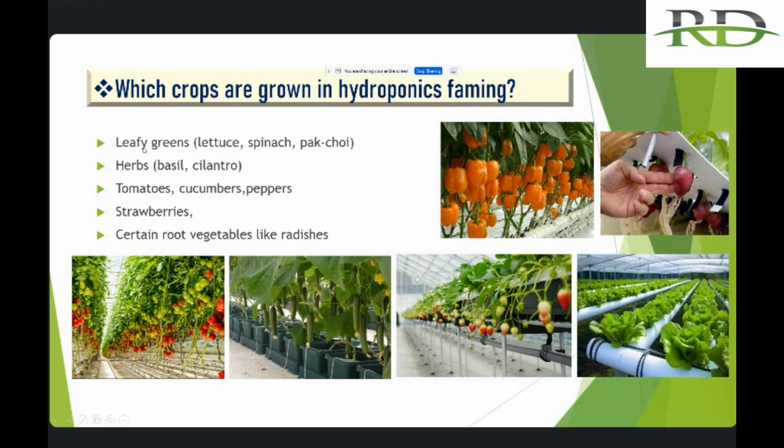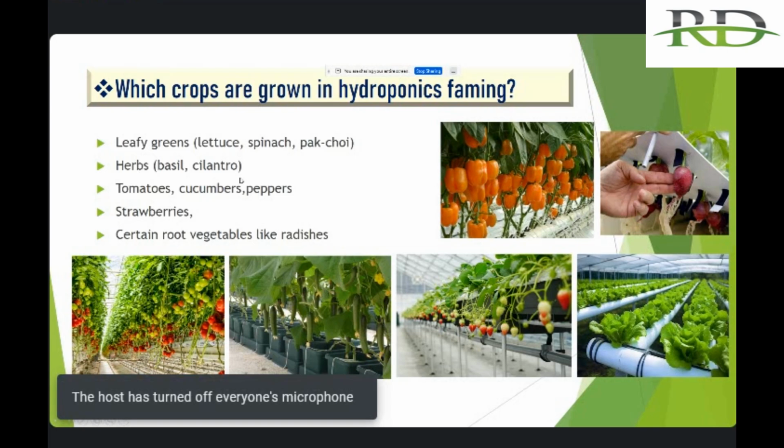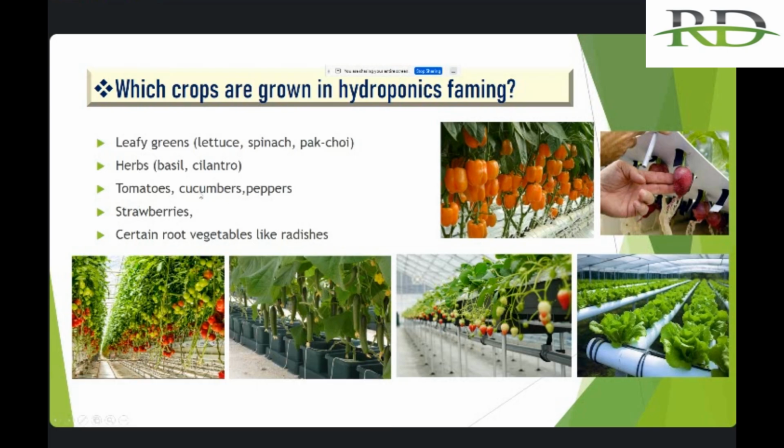These can be grown, such as leafy vegetables, lettuce, spinach, and pak choi, which are majorly grown in hydroponics, and some herbs. Why are we growing herbs? Because the market value of these herbs is more. So basil and cilantro we can grow. In vegetables, we can grow tomatoes, cucumbers, and capsicums. In fruit crops, we can grow strawberries, and certain root vegetables such as radish can also be grown in a hydroponic system.